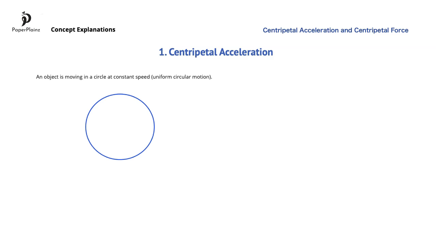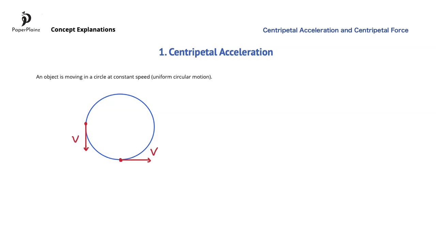We'll look at an object that is moving in a circle at constant speed. Motion in a circle at constant speed is also called uniform circular motion. The path of the object is a circle, and we'll assume that the object moves from this point to this point in a certain amount of time. The velocity of the object at any given point is tangential to the circle and looks like this. Let's denote the velocity by lowercase v.